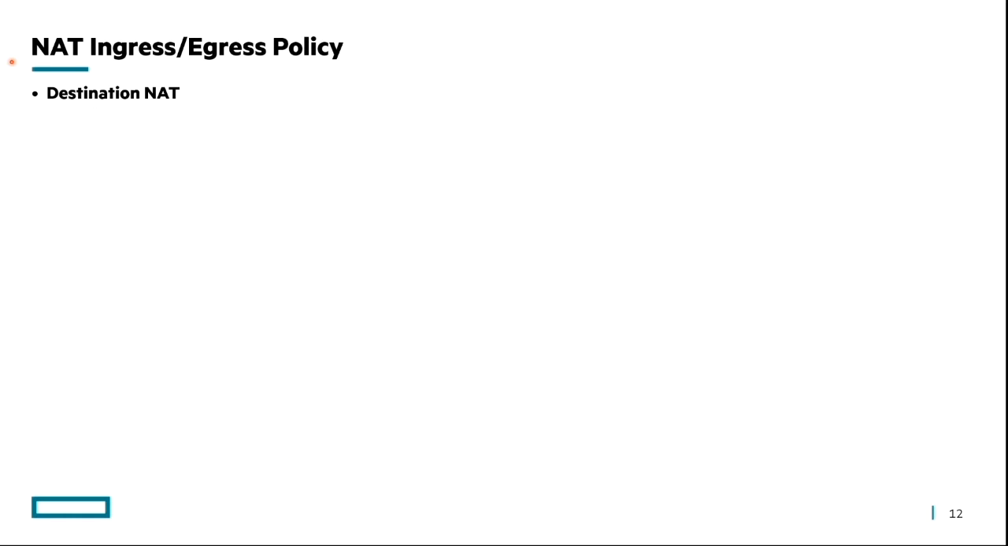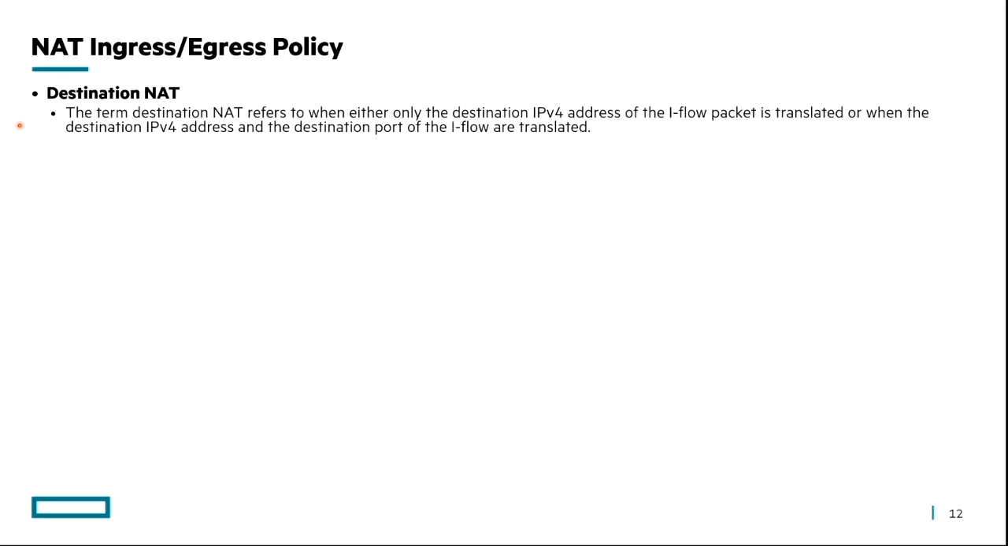Destination NAT operates in a similar convention as source NAT. Within the context of the PSM and the CX10000, the term destination NAT refers to when either only the destination IPv4 address of the iFlow packet is translated, or when the destination IPv4 address and the destination port of the iFlow are translated. Again, for the rFlow, the responder flow, the source IPv4 address, or source IPv4 address and port combination, is implicitly translated by the distributed services switch.